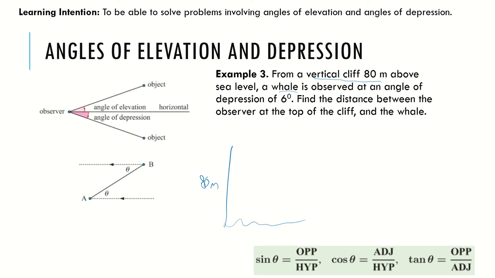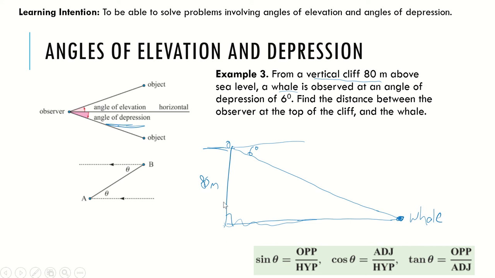So, if we look at our diagram again, the angle of depression, so we're at the top of the cliff. This is a cliff. We're up here. Now, angle of depression of 6 degrees. So the angle of depression is in between this horizontal line and looking down towards the whale. So let's just say the whale's here. So the 6 degrees is between, if you look here, the horizontal and looking down to the whale. So that's 6 degrees. However, where's our right angle triangle?